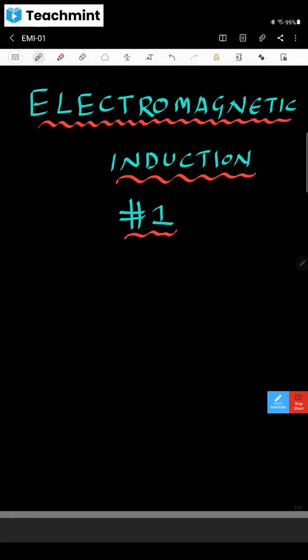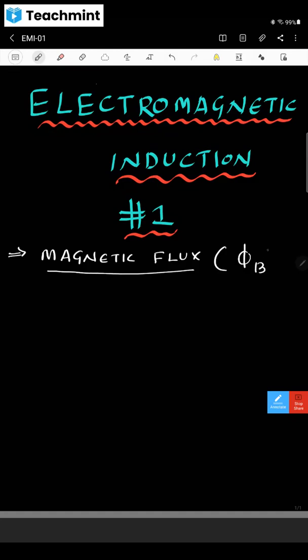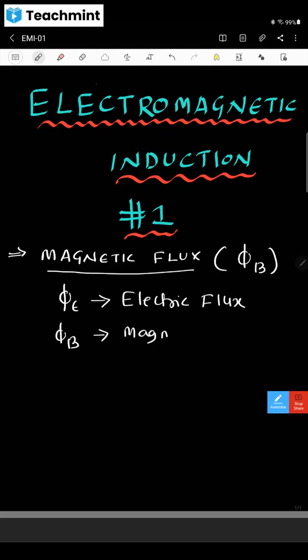Look at this. There is one word called magnetic flux. You must have heard about electric flux in the first chapter. Here we are going to study magnetic flux. The symbol is phi B; we can write it just phi also. We use phi E for electric flux and phi B for magnetic flux. Phi means flux, but E means electric and B means magnetic.